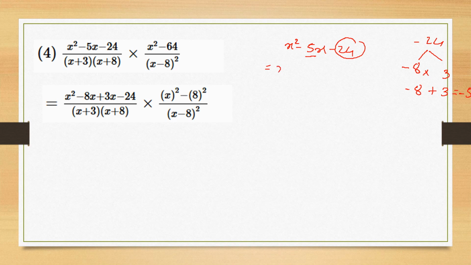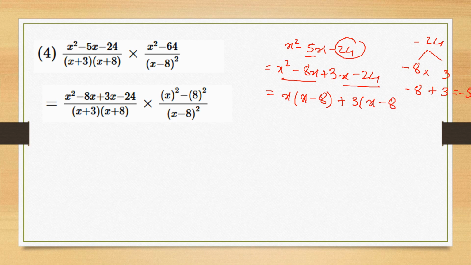So we'll expand this. So this becomes x squared minus 8x plus 3x minus 24. And then you do the pairing. In the first pair, x is common, so this becomes x minus 8. In the second pair, 3 is common. Again, we get x minus 8 inside the bracket. So the factors are x minus 8 and x plus 3.